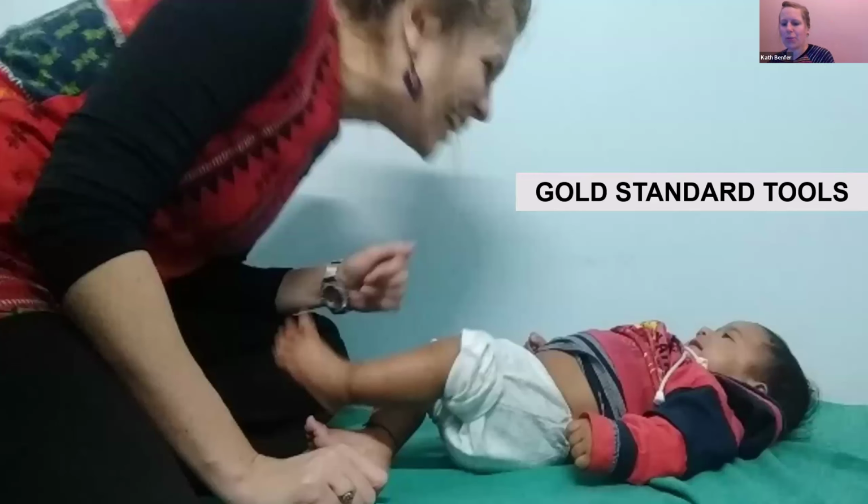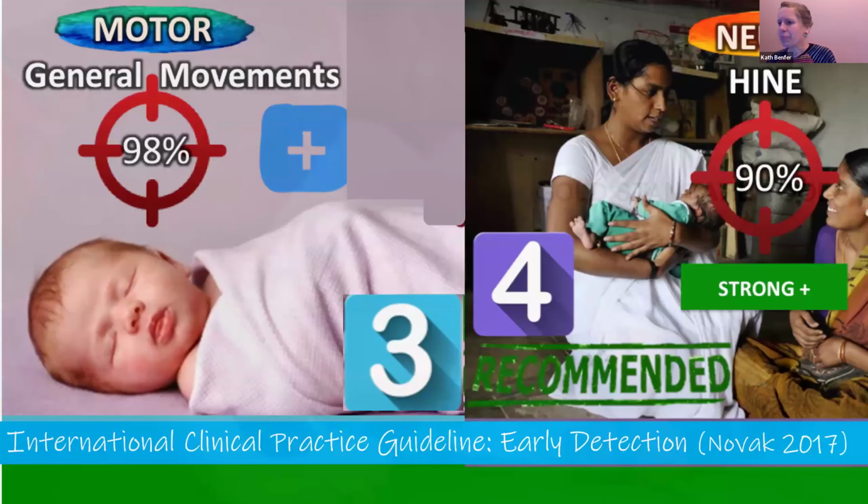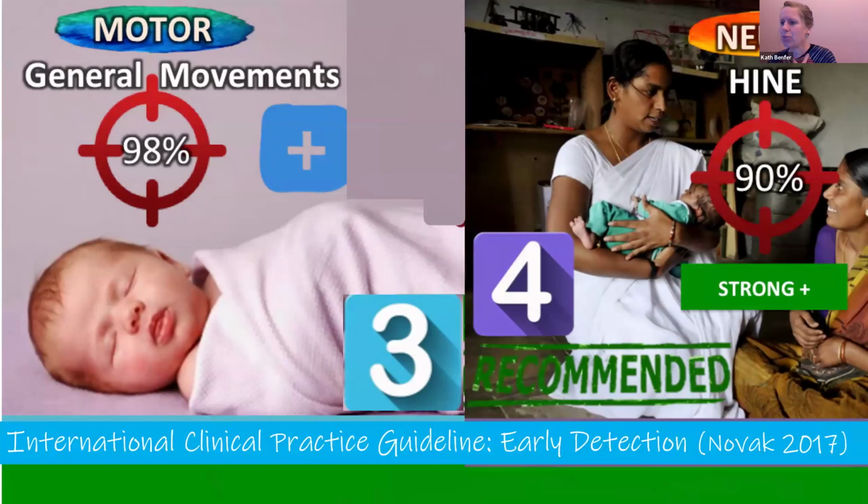I've already spoken briefly about the general movements and the HINE. And as I say, I know it will be a topic of future webinars, so I won't talk too much to this, but it is one of the really key components of the LEAP program. We know that the International Clinical Practice Guideline by Novak and team promotes the use of 2 different pathways. Pathway A, using the best available evidence with neuroimaging plus general movements, or pathway B, when MRI is not available, often in some LMICs, using the general movements plus the Hammersmith.